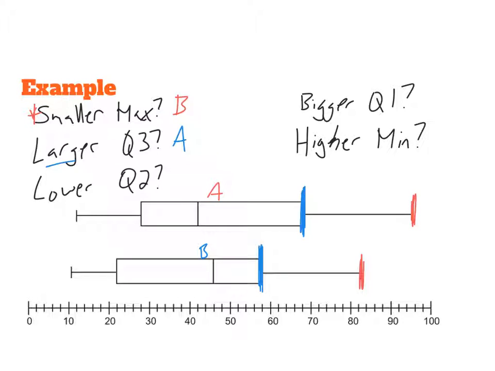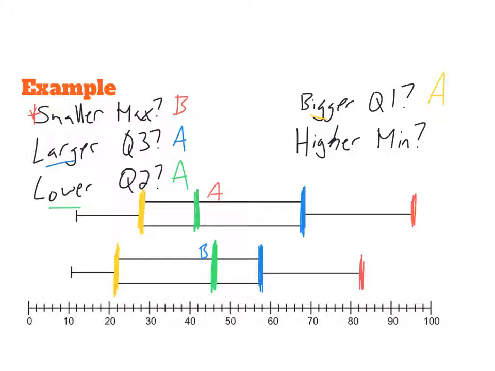Lower Q2 value. So Q2 is the middle line. Here's the Q2 for A, here's Q2 for B. Lower means left. So which one's farther left? That's going to be A. Bigger Q1 value. So I mark the two Q1s. Here's Q1 for A, here's Q1 for B. Bigger means which one's farther to the right. So that's going to give us an answer of A, because A has a Q1 value farther to the right than B.